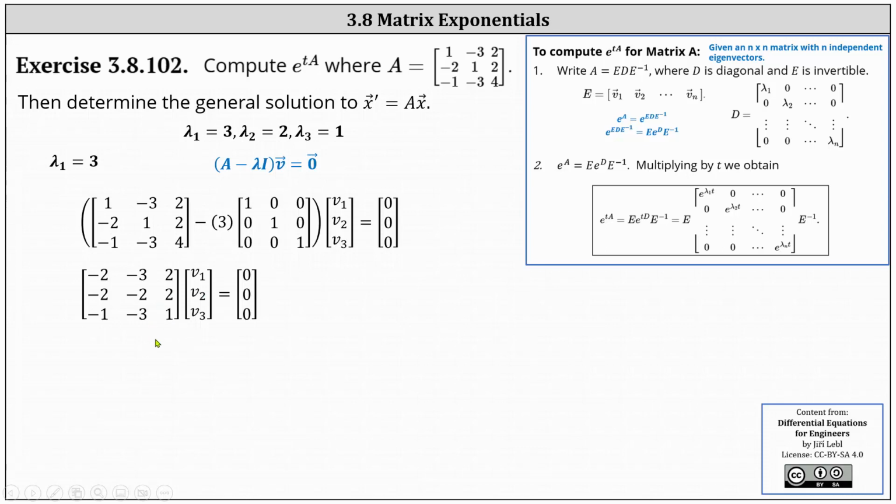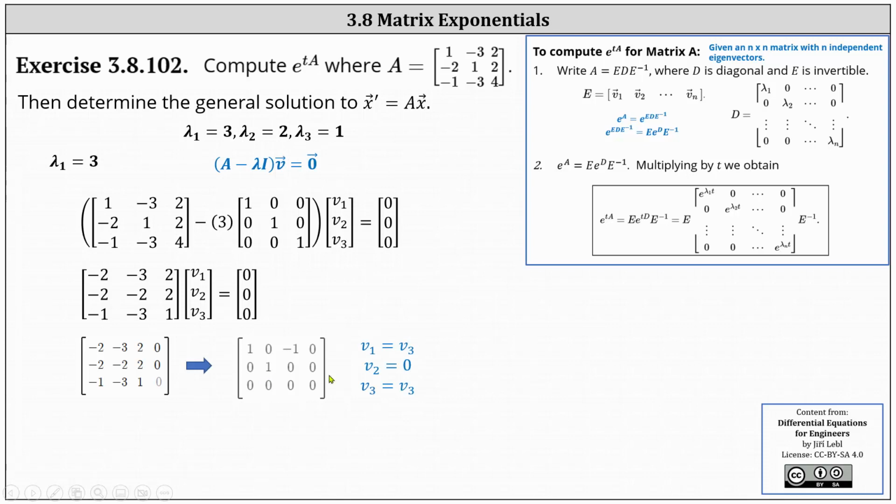I'm going to go ahead and use an augmented matrix and write it in reduced row echelon form. Notice v3 is a free variable. Row 1 indicates that v1 equals v3. Row 2 indicates v2 equals 0. If we let v3 equal 1, we have the eigenvector v1 is the vector 1, 0, 1. And now we do the same for lambda sub 2 equals 2 and lambda sub 3 equals 1. I'm not going to show that work here due to time. For lambda sub 2 equals 2, we have a corresponding eigenvector 4, 2, 5. And for the eigenvalue lambda sub 3 equals 1, we have a corresponding eigenvector 3, 2, 3.